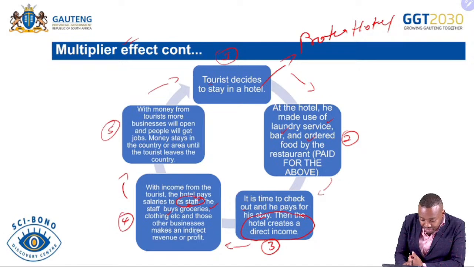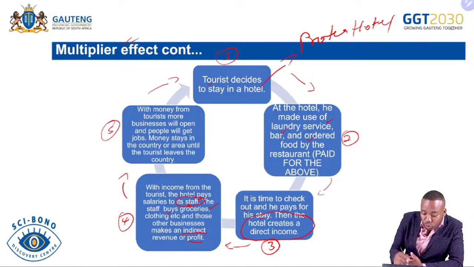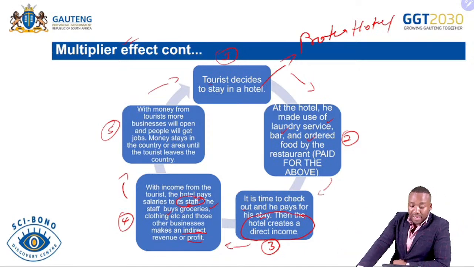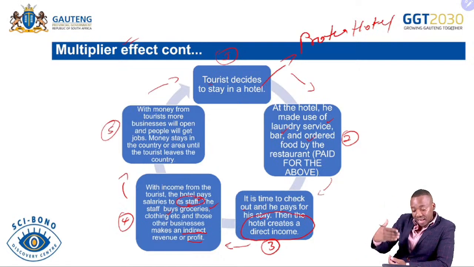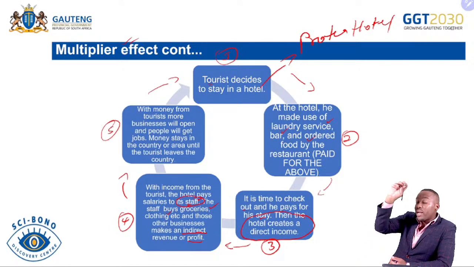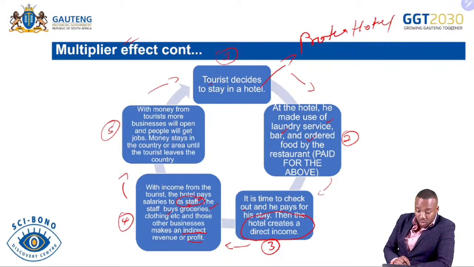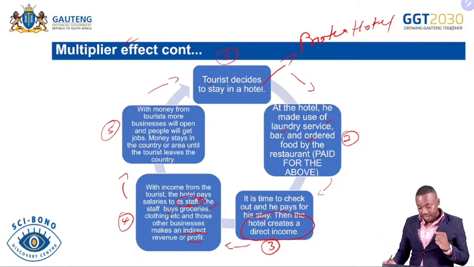And those other businesses, they make what? Indirect profit. From whose money? From the tourist money. That is what the multiplier effect is. The chain, remember, started at the moment when the tourist decided, no, I want to stay at the hotel. Obviously, that is not for free. The hotel made what? A direct income.